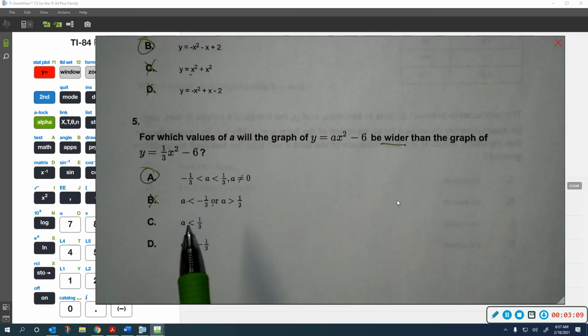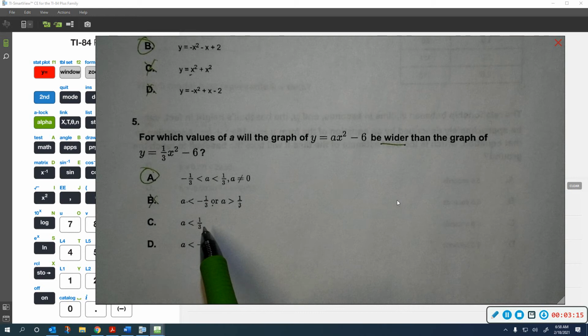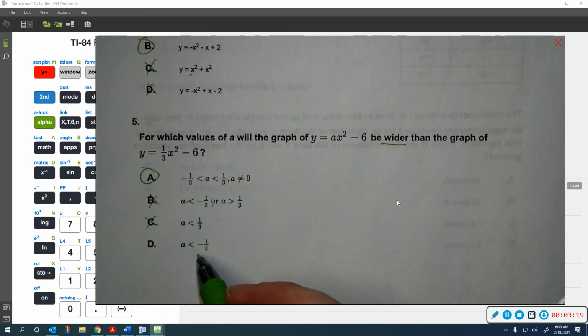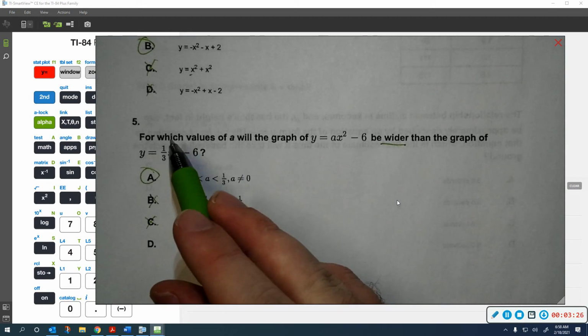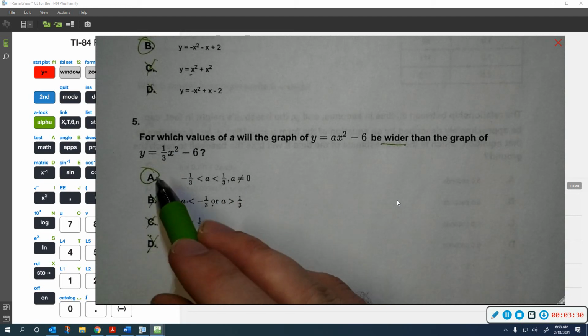Alright, so the reason it's not C, because if we go less than 1/3, which would be good, we don't cover any of the negative values. The reason it's not D, if we go less than negative 1/3, we're actually just going more negatives than 1/3, but we're not covering any of the values larger on the positive side. That's why it has to be A.